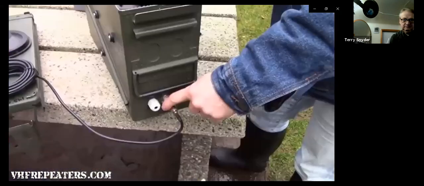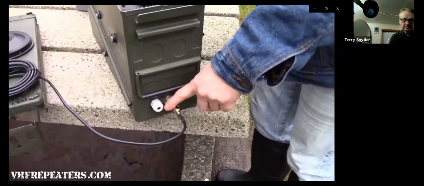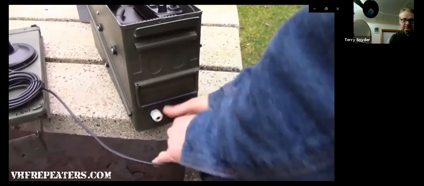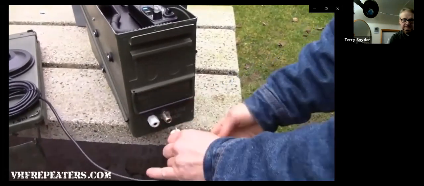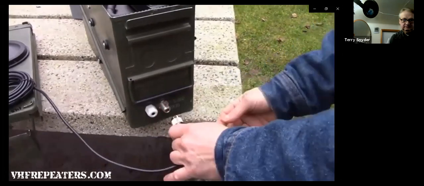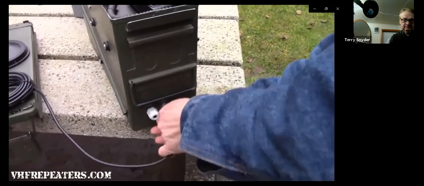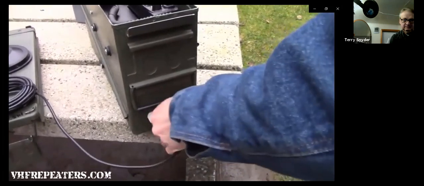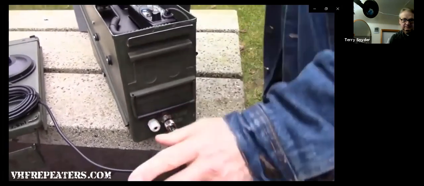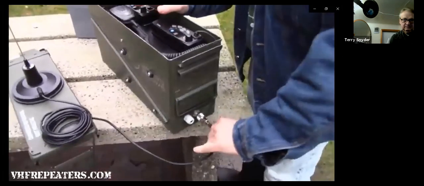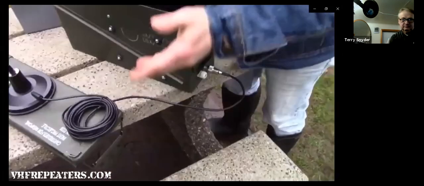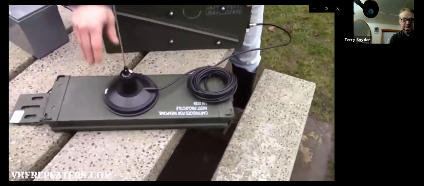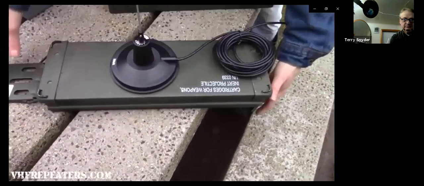Connection for the antenna is as simple as 1, 2, 3. This is a very simple N connector, an N male connector going into an N female connector, a back connector on the side of the TRP 8000. Simply plug it in, screw it on, and you're set to go. This connection can be made to any standard VHF antenna. In this particular case, we're using a magnetic mount antenna on top of the repeater. Very simple to put together, works real well.